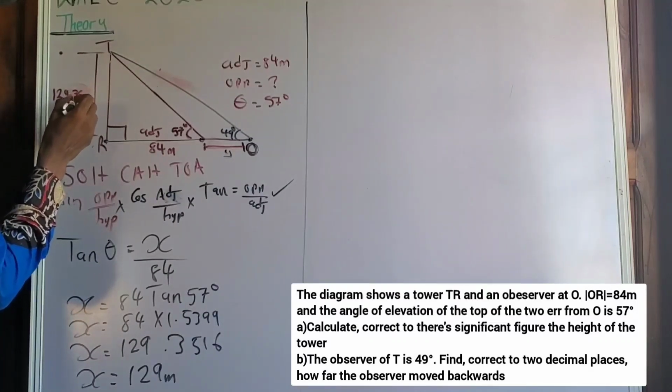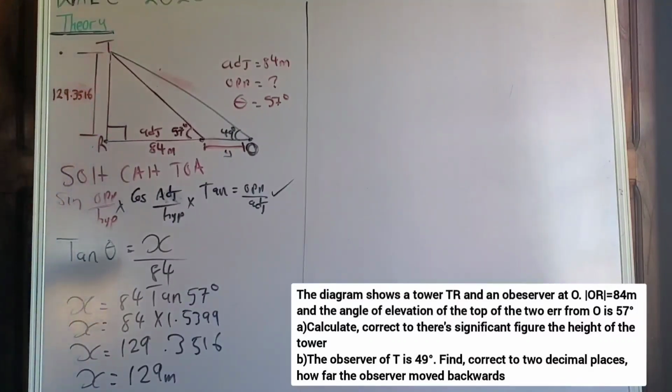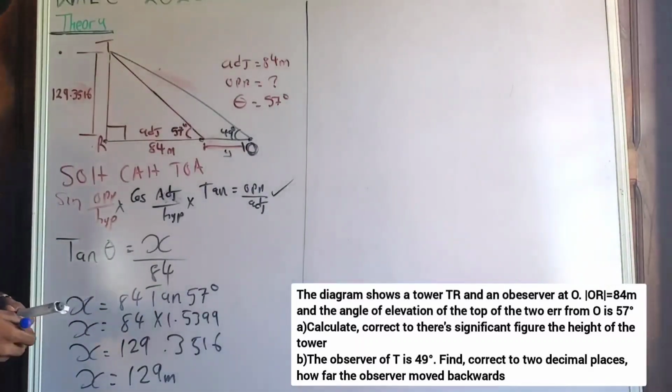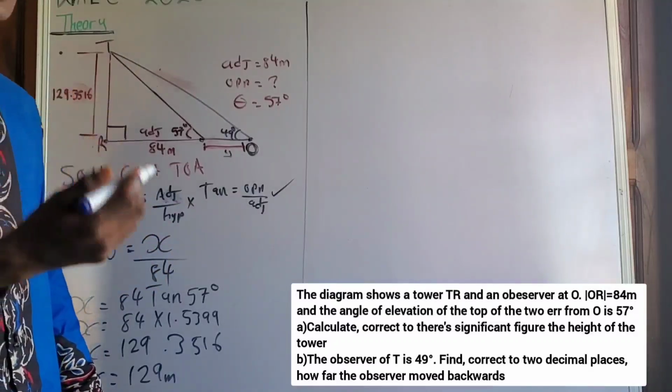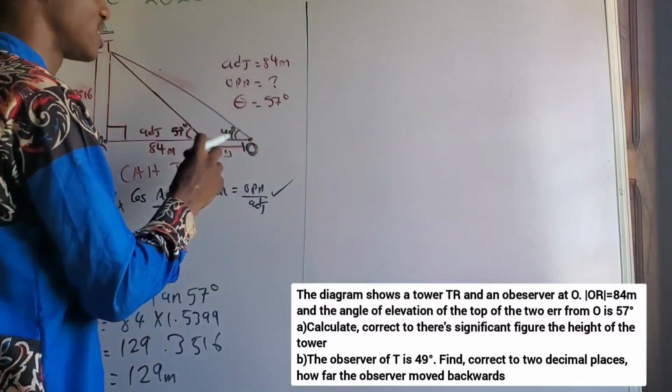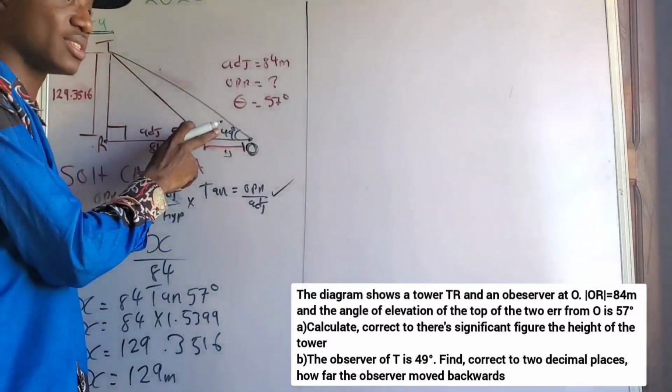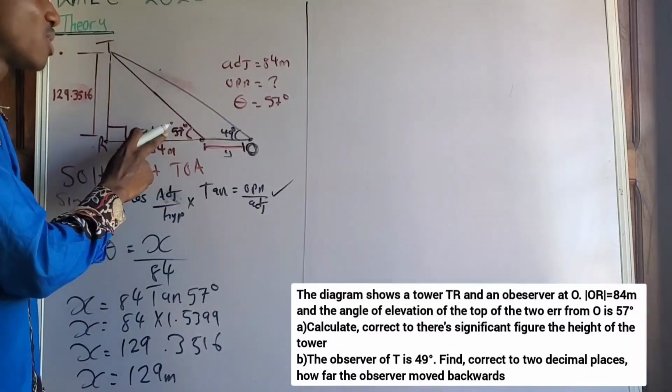129.3516. That is the opposite side, or the height of the tower. Now, to get the value of y, we are still going to make use of tan. You understand? But the angle of elevation now is 49 degrees. We are not going to make use of 57 now. We are going to make use of 49.